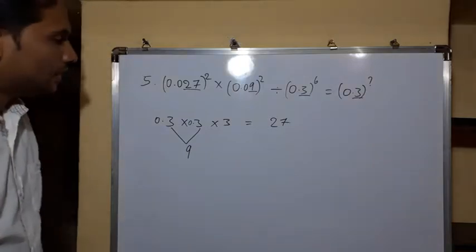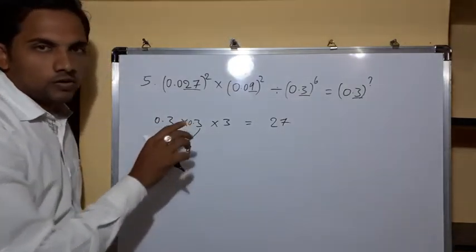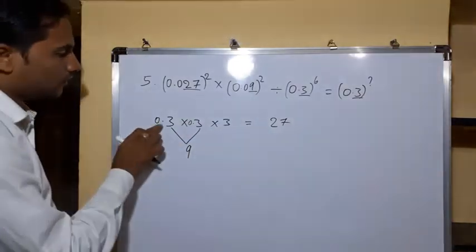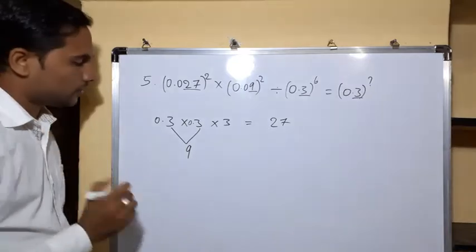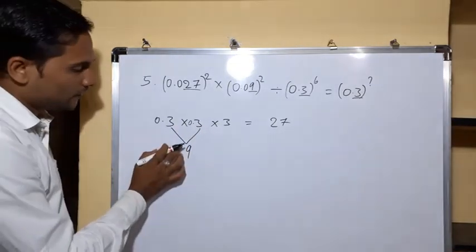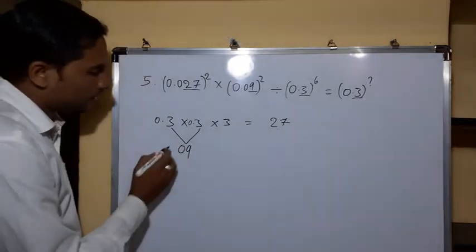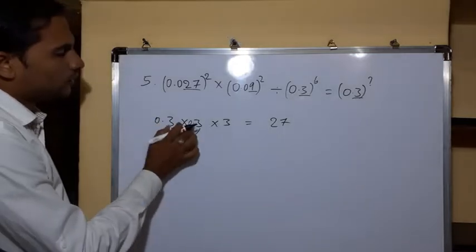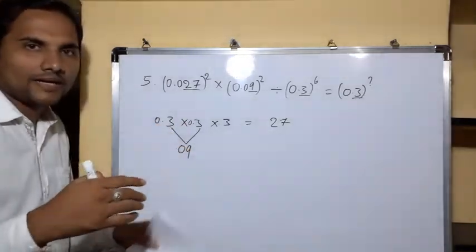9. And how many decimal points are there, friends? 1, 2. So after multiplication, before two numbers you have to put the decimal point. See, after multiplication 3 into 3, only one number is there, right? If no number is there, put 0 and put a decimal. So 1 and 2 decimal numbers are there, right?